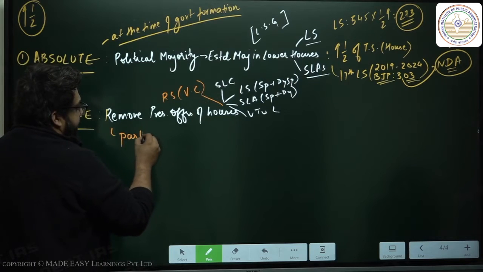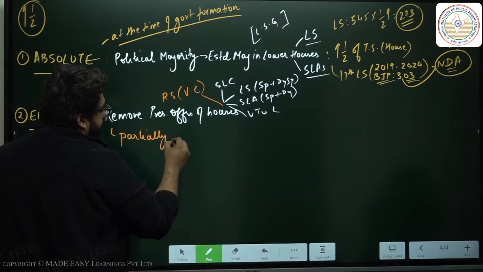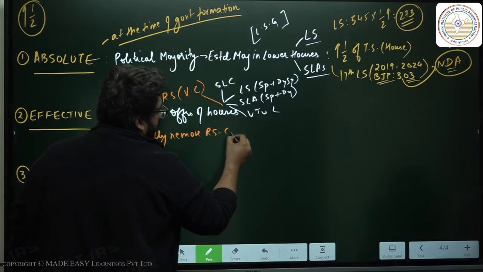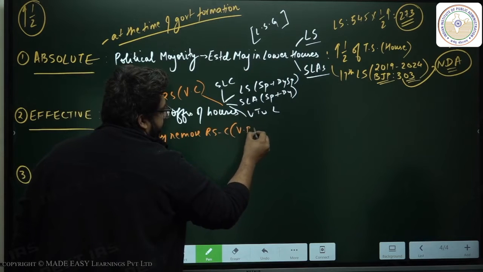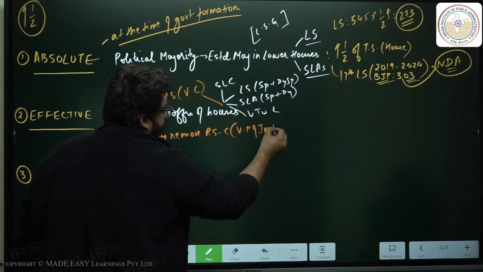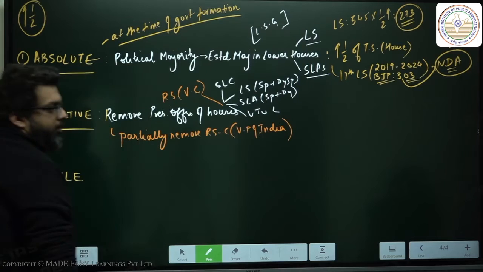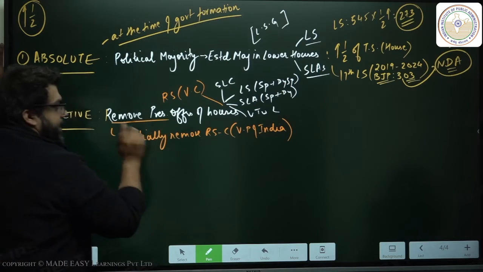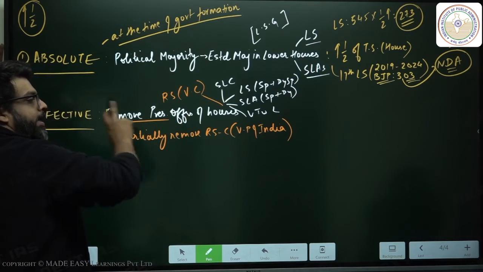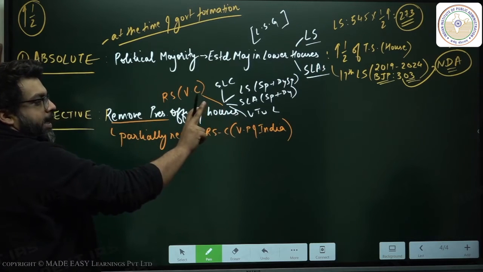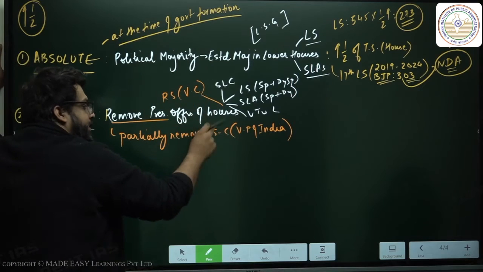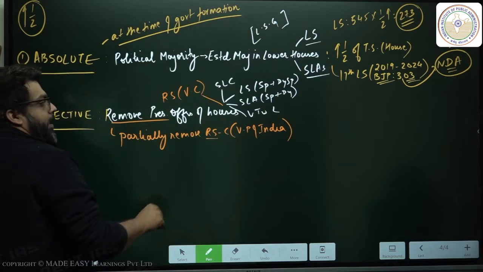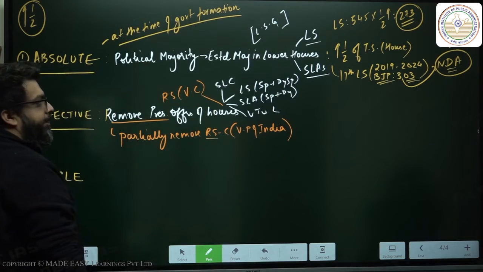ये सिर्फ आधी ही इस्तेमाल होती है टू पार्शली रिमूव द राज्यसभा चेयरपर्सन हु हैपन्स टू बी द वाइस प्रेसिडेंट ऑफ इंडिया. ठीक है, तो ये थोड़ा ध्यान से रखना है. इफेक्टिव मेजॉरिटी एज इट इज पूरी तरह से यूज होती है सारे प्रिसाइडिंग ऑफिसर्स को निकालने के लिए एक्सेप्ट द चेयरपर्सन ऑफ द राज्यसभा, because the chairperson of the Rajya Sabha is the vice president of India.